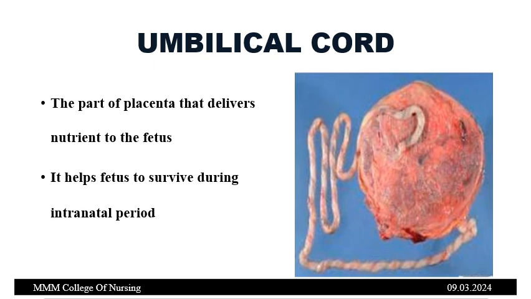So this is the umbilical cord. This is the part where we are going to draw blood from to receive the cord blood. It is the part of the placenta that delivers the nutrients to the fetus. It helps the fetus to survive during the intranatal period.